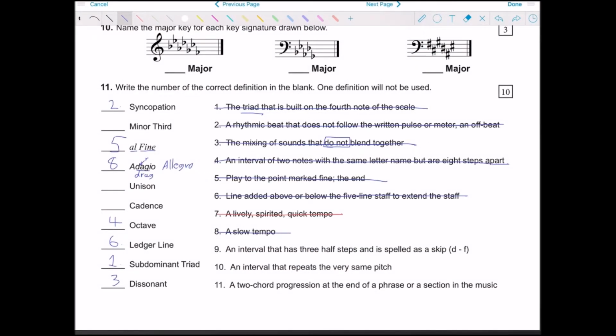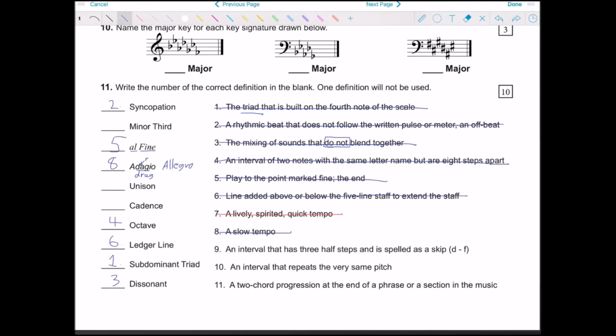Okay, number 9. An interval that has 3 half steps and is spelled as a skip. D to F. Remember this on question 5, where you had to figure out if it was a major interval or minor interval? If you don't remember that, go back to that lesson. And it's called a minor third, because a major third has 4 half steps.